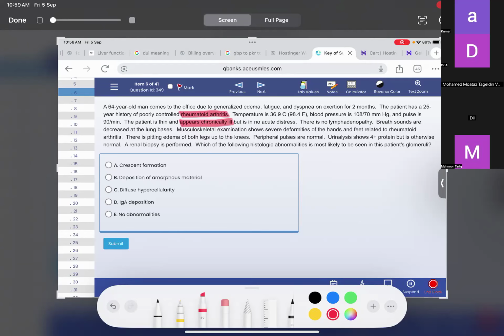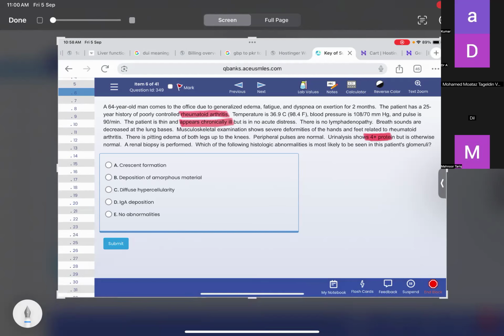Breath sounds are decreased at the lung bases. Musculoskeletal examination shows severe deformities of the hands and feet related to rheumatoid arthritis. There is pitting edema of both legs up to the knees. Peripheral pulses are normal. Urine analysis shows 4 plus protein but is otherwise normal. Renal biopsy is performed. Which of the following histologic abnormalities is most likely to be seen in this patient's glomeruli?